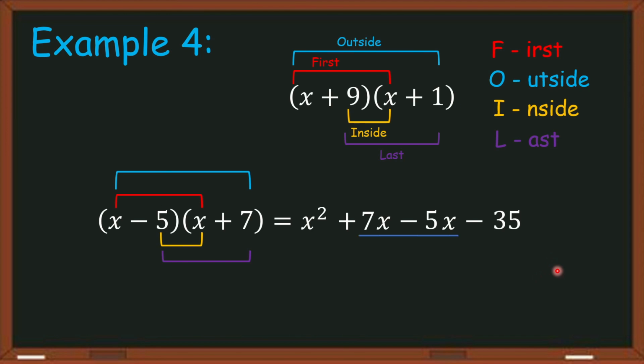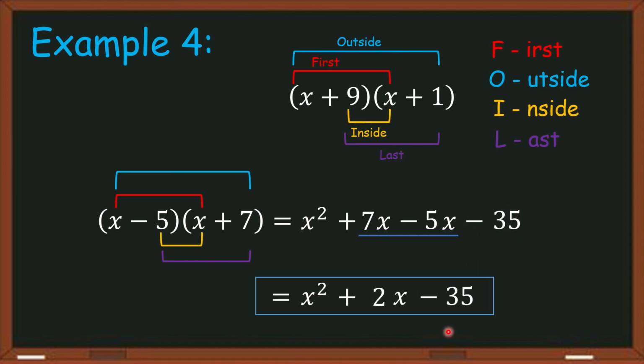Next step, combine lang natin itong similar terms. Bring down natin itong x squared, and then 7x minus 5x. So subtract lang natin 7 minus 5, the answer is positive 2. Lagay natin positive 2, and then copy natin si x, and then bring down lang natin itong minus 35. So minus 35. At ito na yung ating sagot sa example number 4.